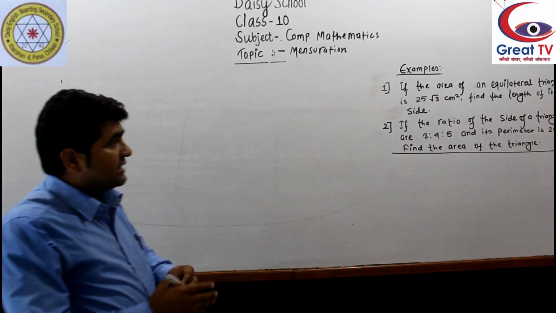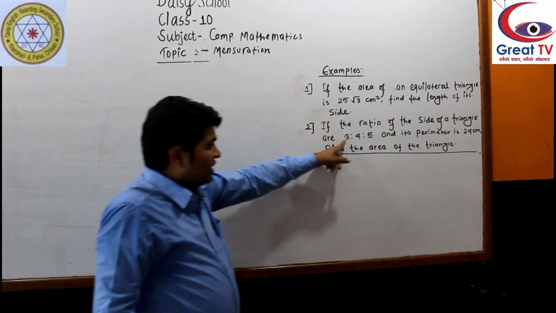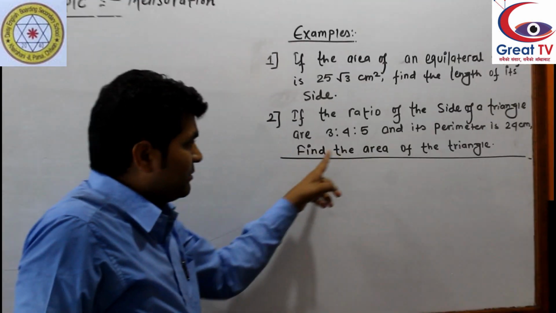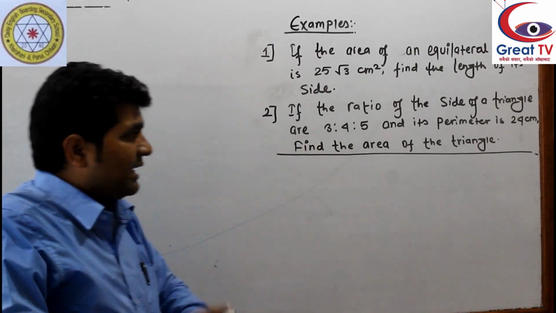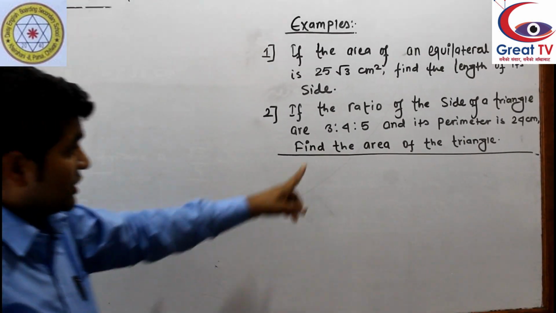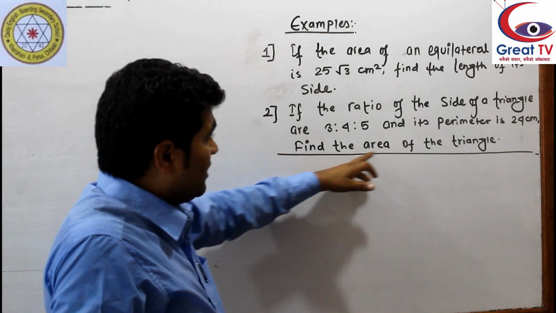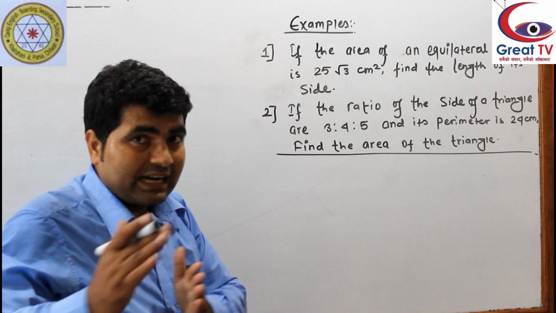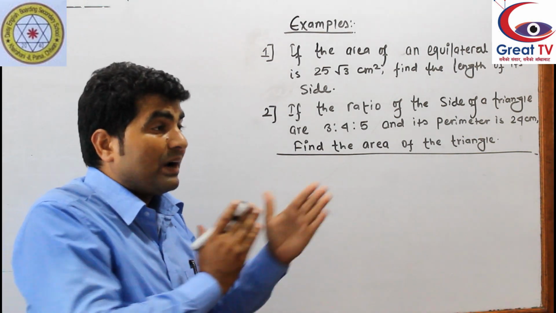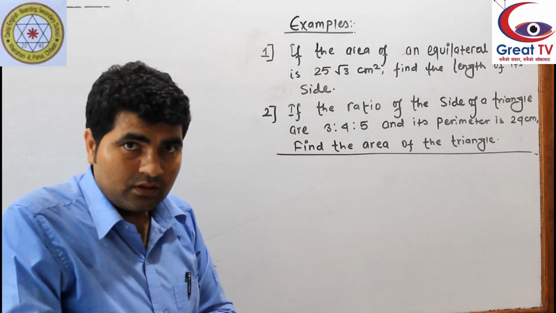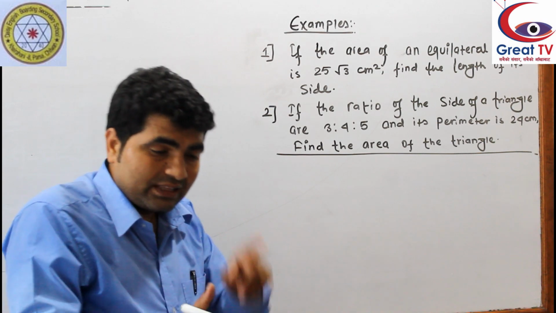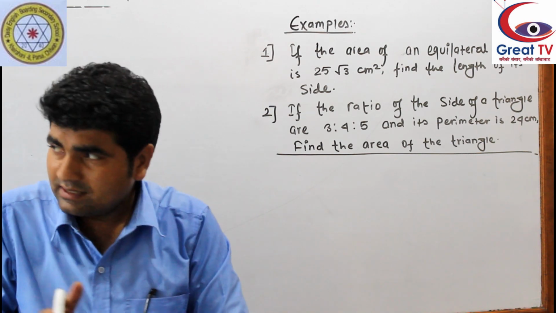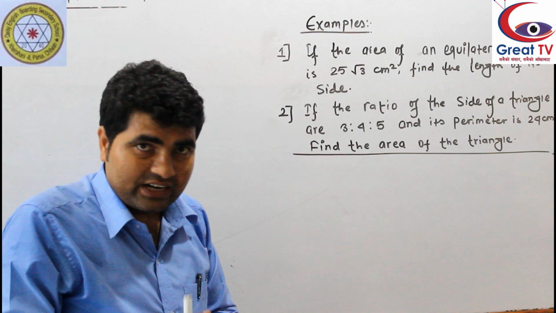Second one, if the ratio of sides of a triangle is 3:4:5 and its perimeter is 24 cm, find the area of the triangle. Dear students, how do we find the area of this triangle? Without the lengths of the sides, we can't find the area. First of all, what type of triangle is that? Depending on that, is it an equilateral triangle, an isosceles triangle, a scalene triangle, or a right angle triangle?